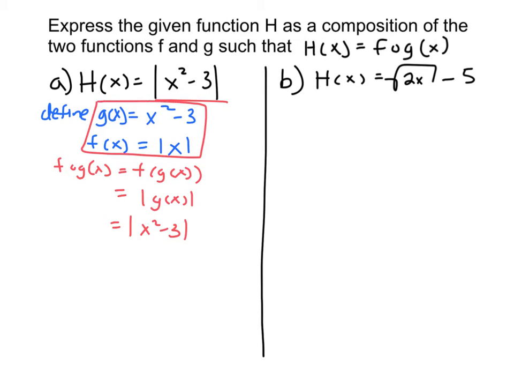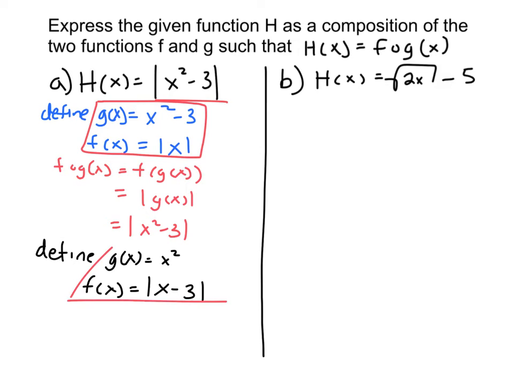So I said there's many different answers you could choose. Another perfectly fine answer would be, say, you define g of x equal to x squared. If you do that, you need to also make sure you change what your f of x equals. F of x would then be x minus 3. And this is also a valid answer.